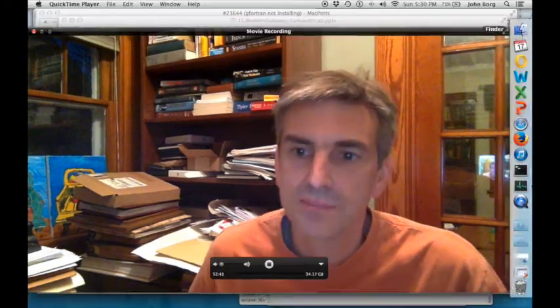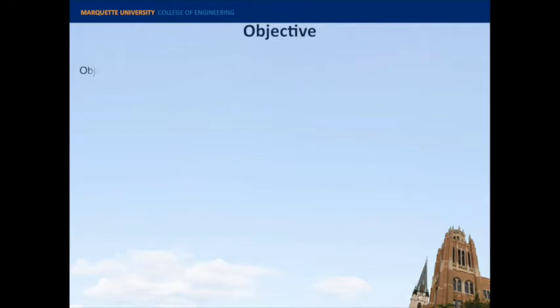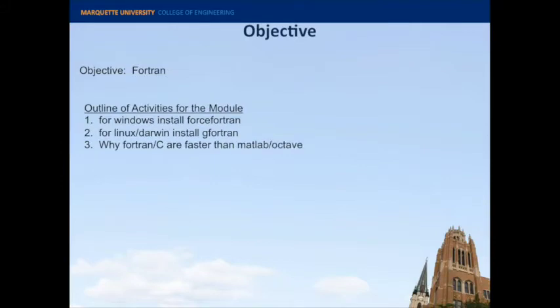So let's get started. The objective of this lecture is to talk about Fortran and more broadly to compare Fortran and MATLAB. And so I'm going to show you how to install it on a Windows machine or on a Linux-based machine like this Mac here. And then we're going to talk about why Fortran is faster than MATLAB. I guess I'll do that first.